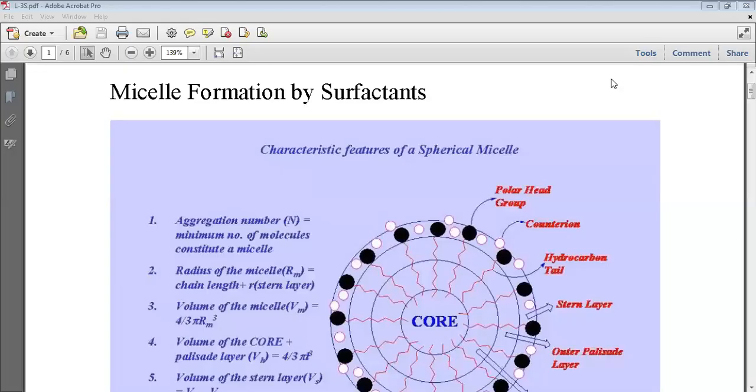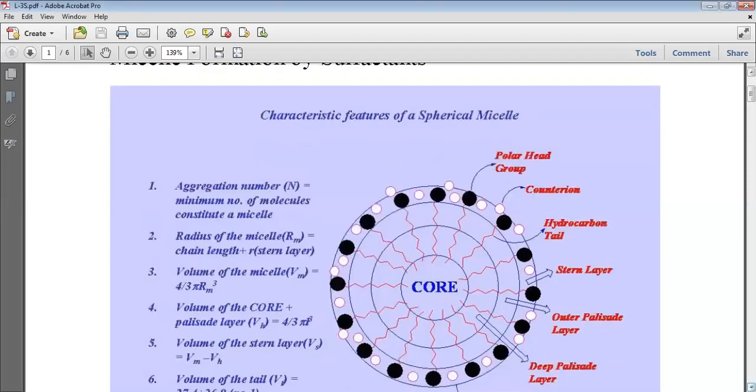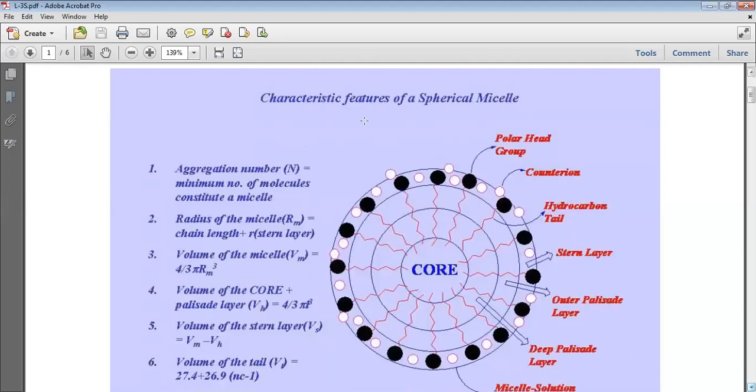This is lecture number 3. So we will study today about micelle formation by surfactants and related terms regarding its structure and geometry. Before going into the different terms, first I am showing you the two-dimensional structure of a spherical micelle. Micelles can be of different structures, but we are taking the case of a spherical micelle.